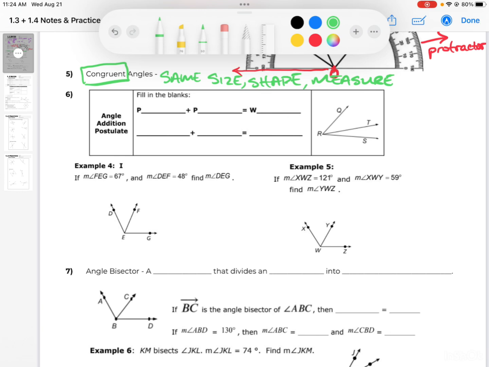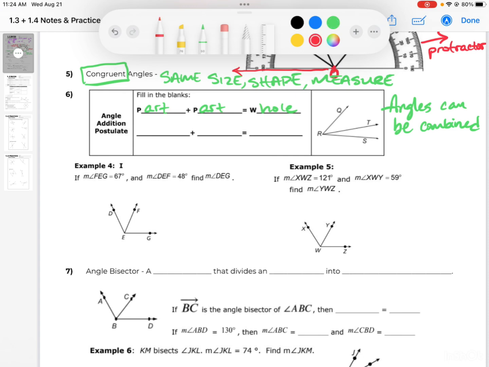Moving ahead to the angle addition postulate, this pretty much says we can take two angles and combine them. Angles can be combined into larger angles. So if you have part of an angle and you add another part, you get a whole angle. Two parts can make a whole.